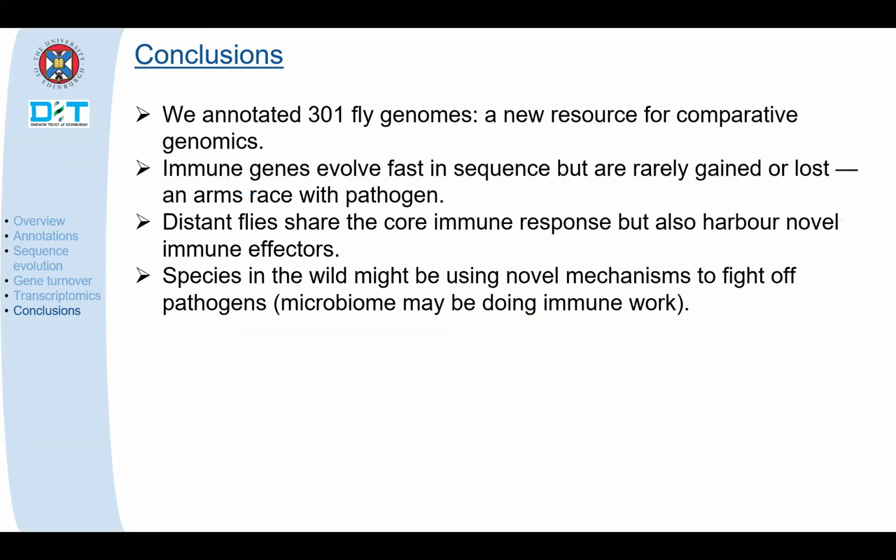So with that, I would like to conclude that we annotated 305 genomes, which is a new resource for the comparative genomics and immunity community. And then we find that immune genes evolve fast in sequence, but are rarely gained or lost, which reflects an arms race with the pathogens. And we find that distant flies share the core immune response, but also harbor novel immune factors, and there could also be novel mechanisms to fight off the pathogens, like what I showed, where the microbiome may be doing the immune work instead.